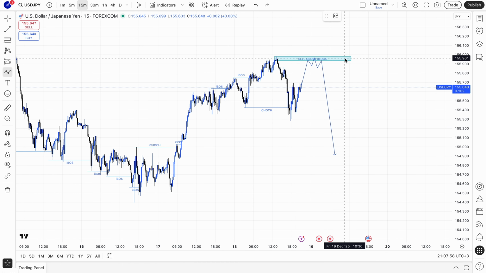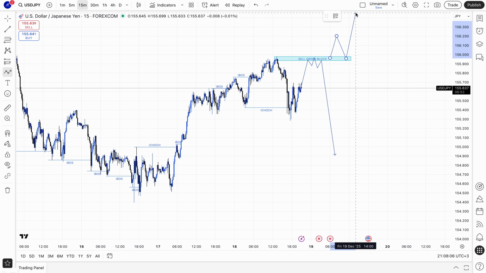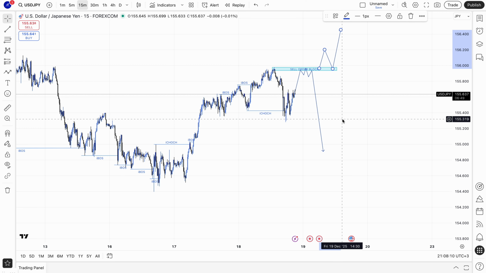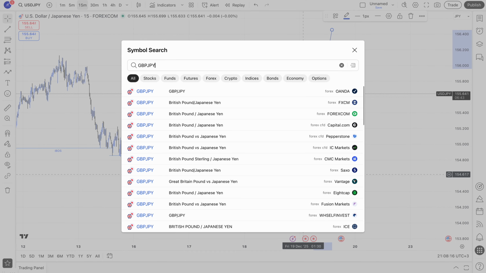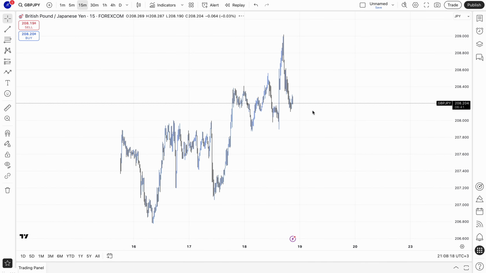And scenario number two is to wait for the price. If the price disrespected this order block, then wait for the break and then retest, then a continuation to the upside after getting confirmation from here. Right? Just have to be patient, and that's it for UJ. And let's see GJ.